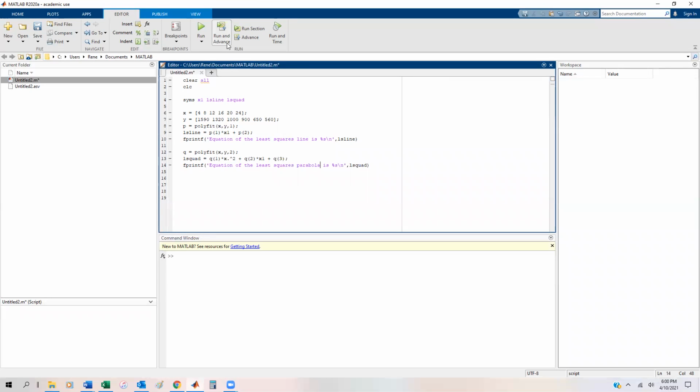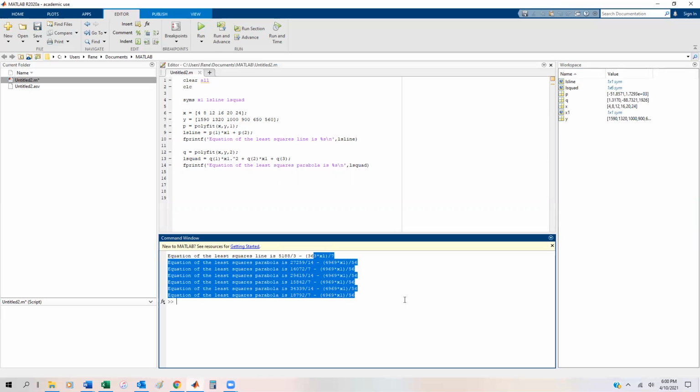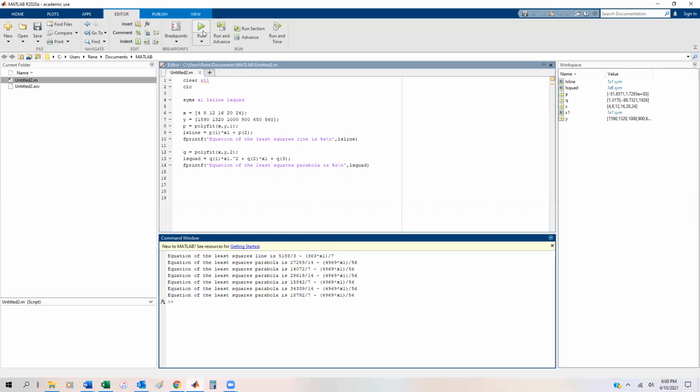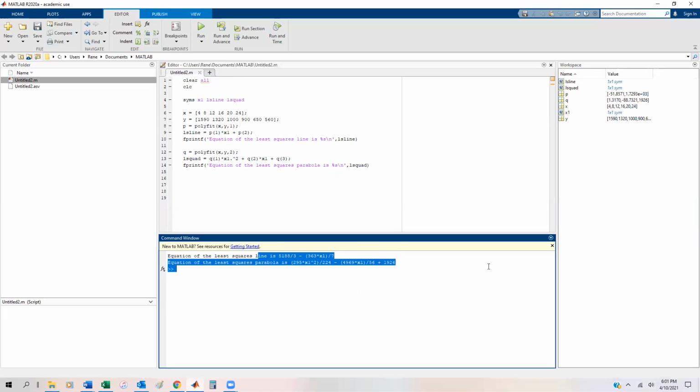All right, so let's go ahead and execute, see what we get out of this. All right, and this should be x1, which is probably why it's giving us a matrix instead of just the actual value. So let's run that again. All right, so here's our two equations.